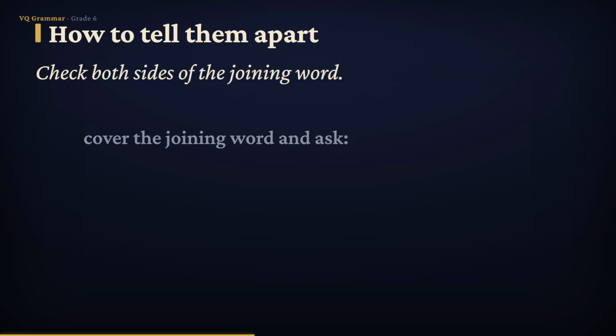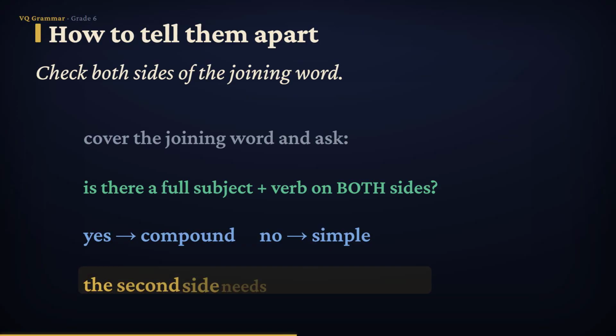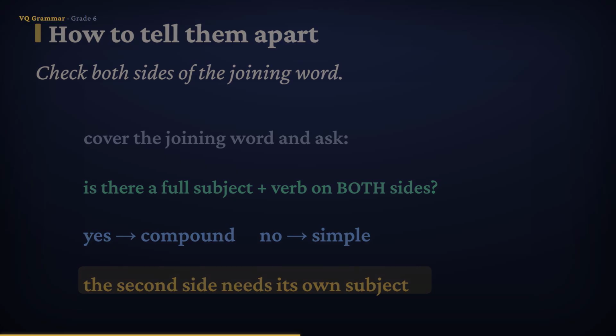So how do you tell them apart every time? Use this one test. Find the joining word, the and, but, or the semicolon. Then cover it up and look at both sides. Ask yourself, is there a full subject and a verb on each side, so that each side could stand alone as its own sentence? If yes, it's compound. If the second side is missing its own subject, then it's a simple sentence with a doubled up part. The secret is always the same. The second side needs its own subject.